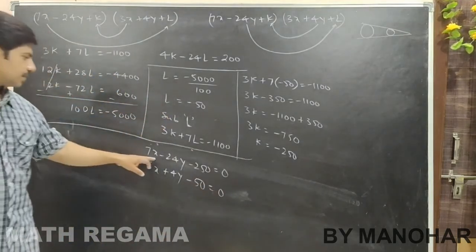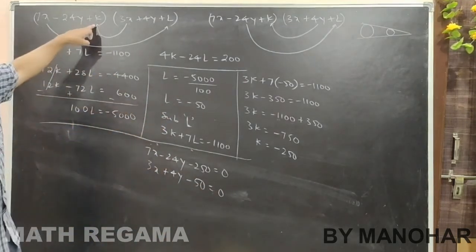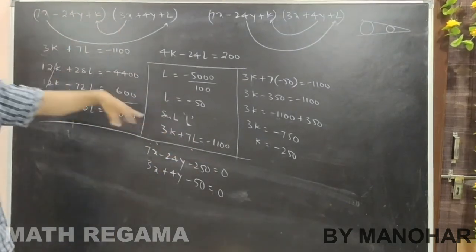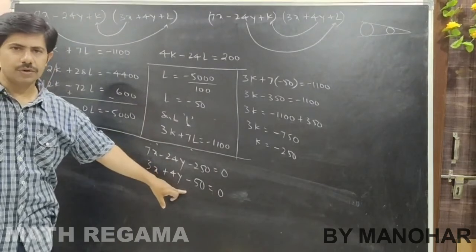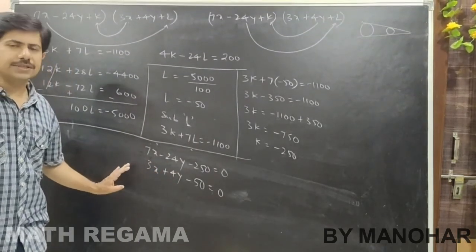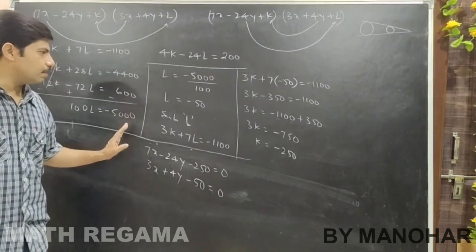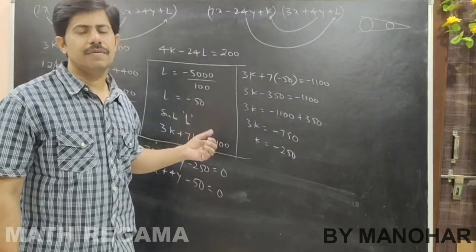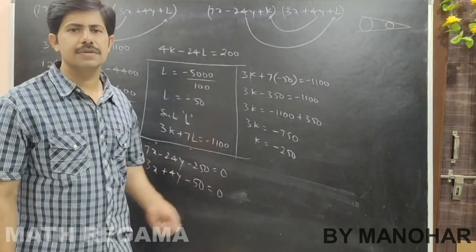So 7x minus 24y plus k, where k is minus 250, then 3x plus 4y plus L, where L is minus 50, is equal to 0. So these two are the required direct common tangents. This problem is completed. This is a very important problem. Though the problem is very lengthy, it will come for the exam. Please prepare this.